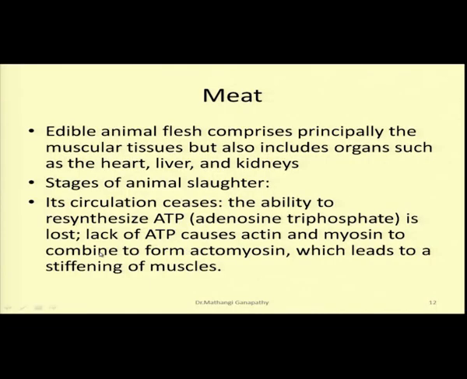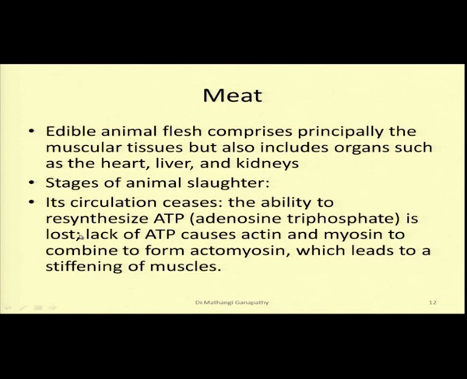Meat and meat products. Now, this again is a major animal food where you have a large scope of contamination by microbial growth. What we call meat, or edible animal flesh, principally comprises the muscular tissues, but also organs such as heart, liver and kidneys. So step by step we have to see at which particular time we are going to have the maximum amount of microbial contamination happening to the meat product.